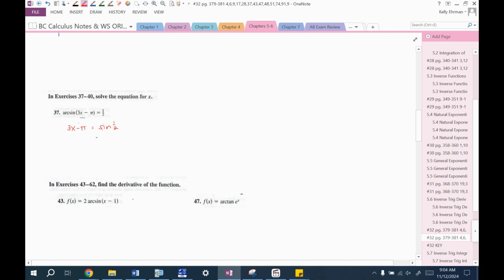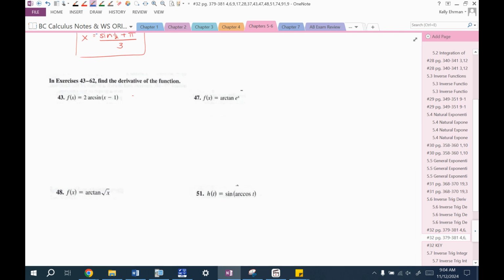Sine of 1/2 is not something we have without a calculator. Remember, we can do sine of pi over 6, pi over 4, pi over 3, or anything around the unit circle. So to solve this for x, I would just say, okay, it's whatever sine of 1/2 is. I could use my calculator for that. Plus pi, divide the whole thing by 3. That solves for x. I'm just going to leave it like that, though. I don't need the decimal approximation.